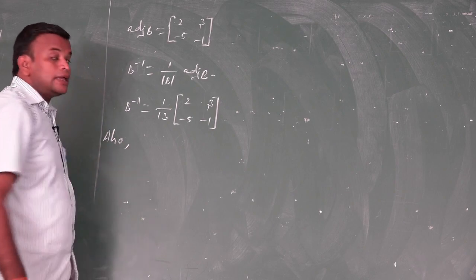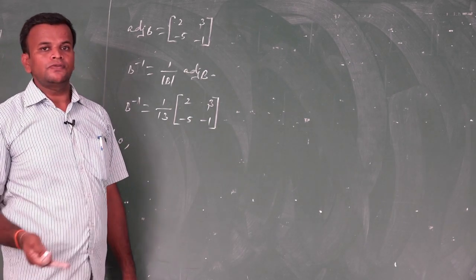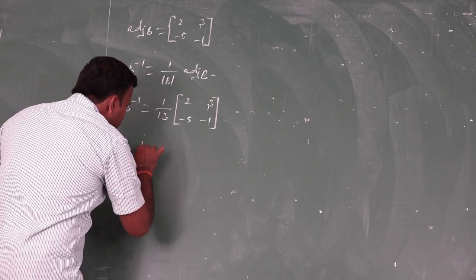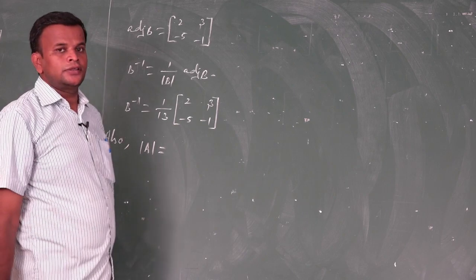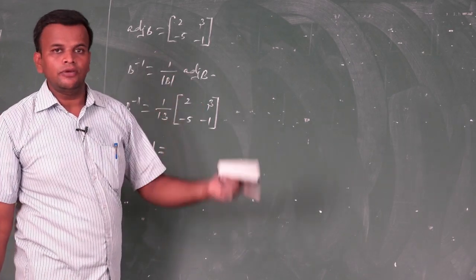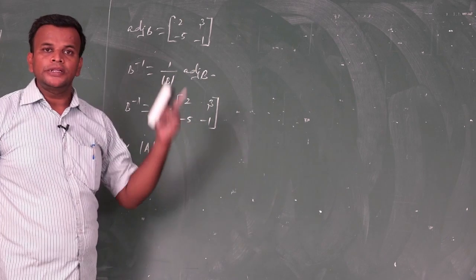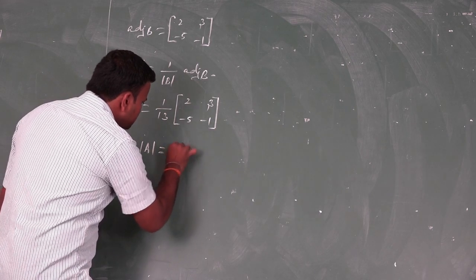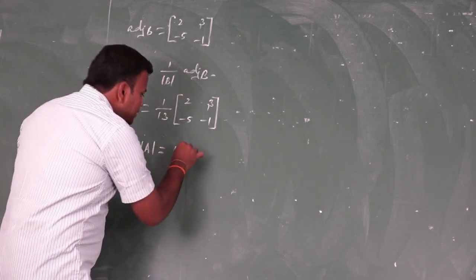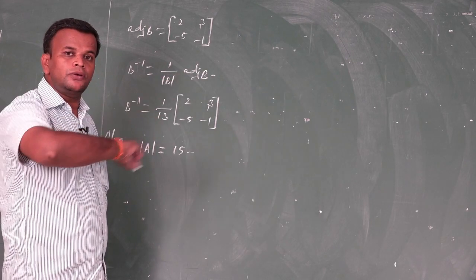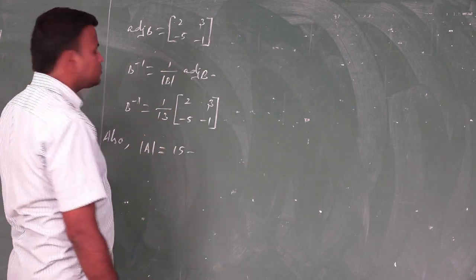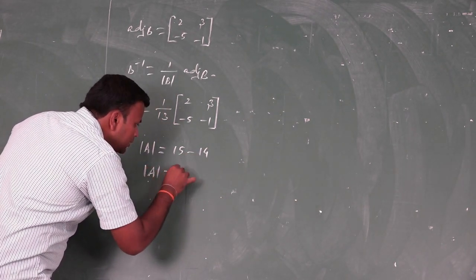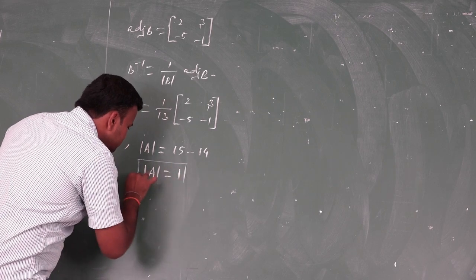Also, to find A inverse. In A inverse we need 1 by determinant A into adjoint A. So the first step is to find determinant A. The A matrix you know already, so directly we find the determinant. First we multiply the leading diagonal elements: 3, 5, 7, 15. Then we put one minus sign. We multiply the remaining 2 elements. What are the remaining 2 elements? 7, 2. 7 2s are 14. So determinant A value is just 1.